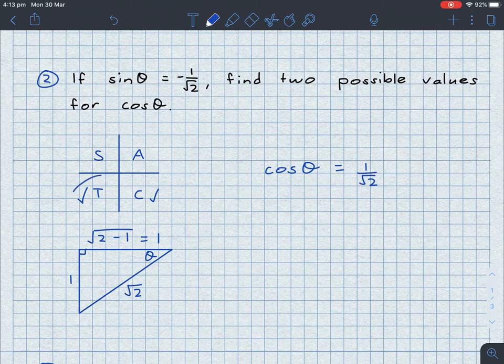And in the third quadrant, that's a negative value. In the fourth quadrant, that's a positive value. So I'm going to write plus or minus in front. You could also write cos theta equals 1 on root 2 or negative 1 on root 2. Those two sentences say the same thing.